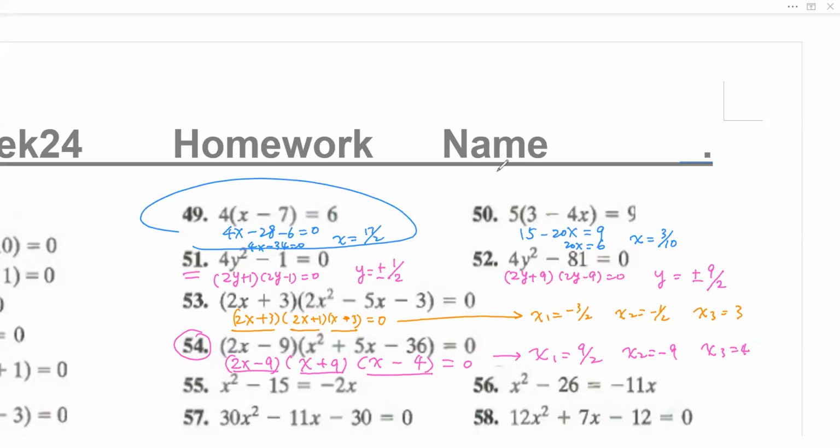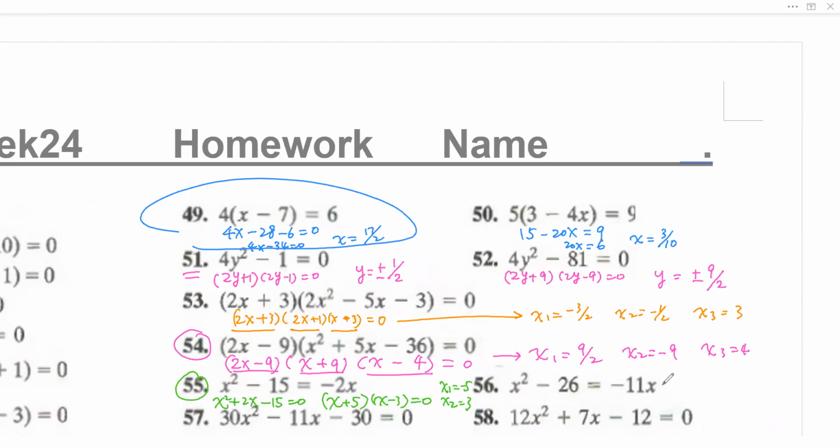Let's see 55. So let's move everything to one side first. X squared plus 2x minus 5 equals 0, right? So we can get x plus 5 and x minus 3. Can you guys get it in one step here? No problem, right? So x1 is negative 5, x2 is 3.